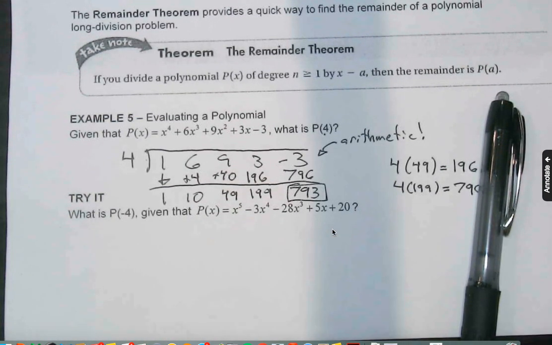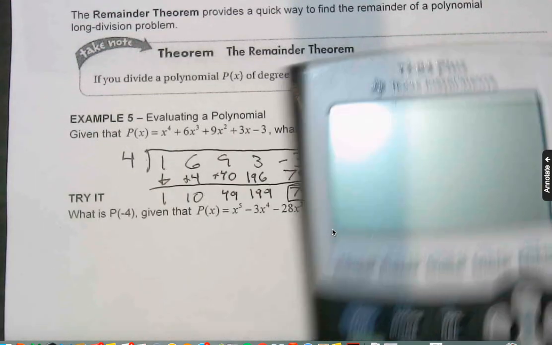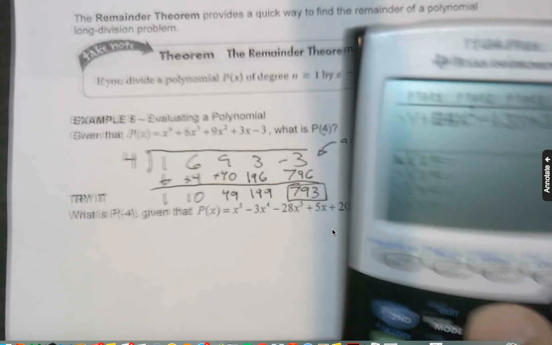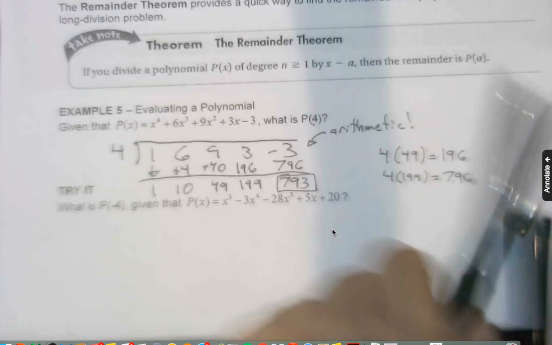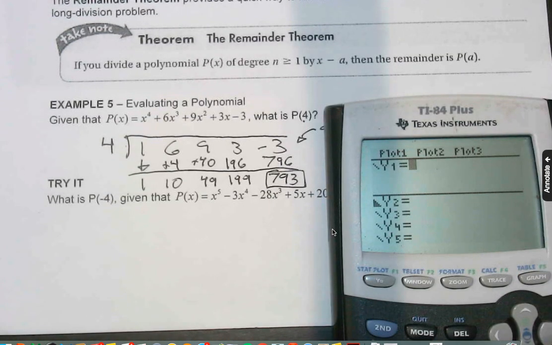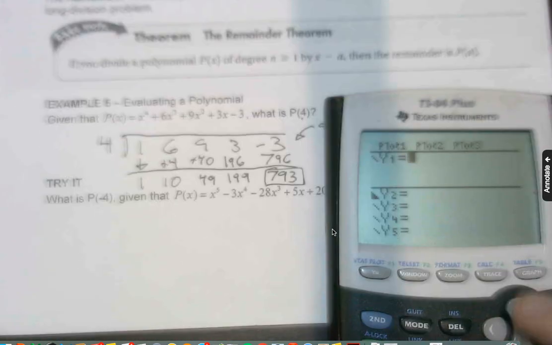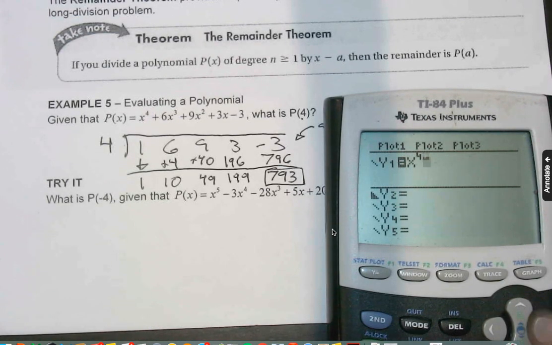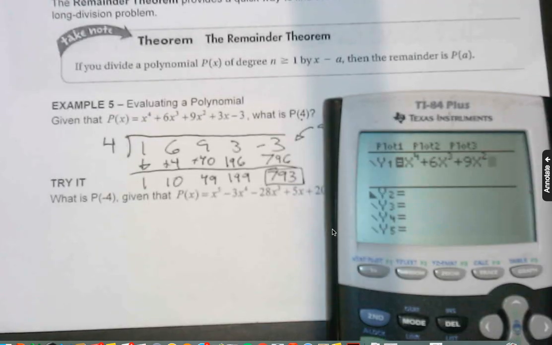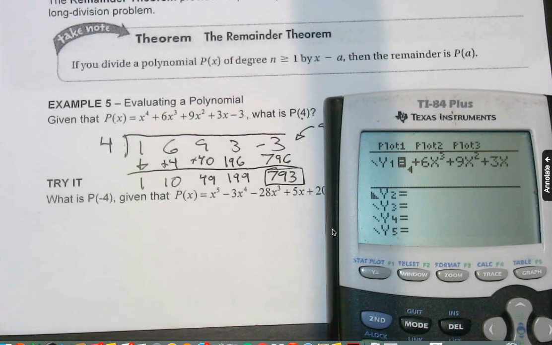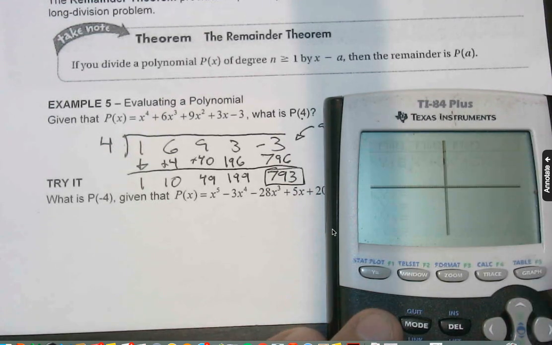If you're not convinced, if we take a look at a calculator and we decide that we want to plug in for everything that we have here, notice we'll have x to the 4th plus 6x cubed plus 9x squared. We're adding on 3x. We're taking away 3. We'll see the graph and see if there's anything noteworthy from it.